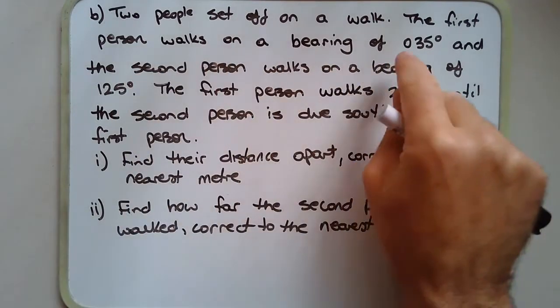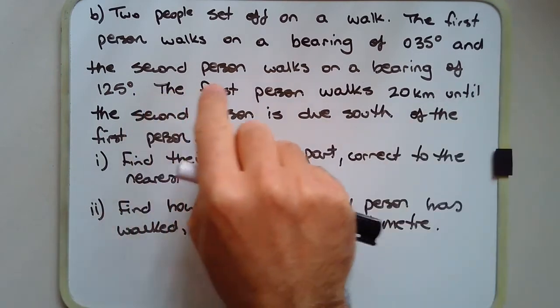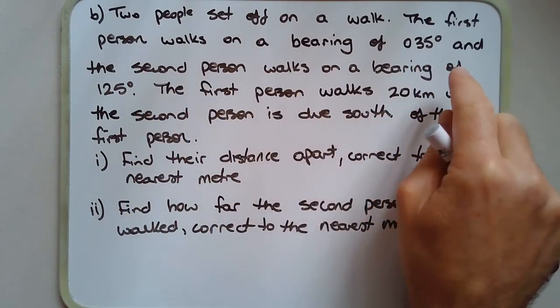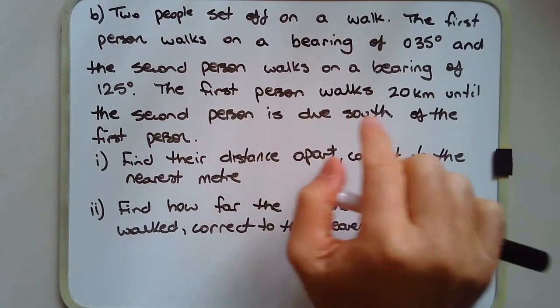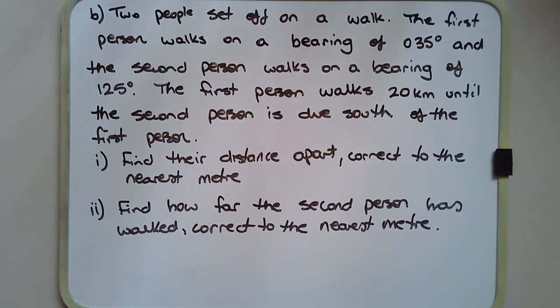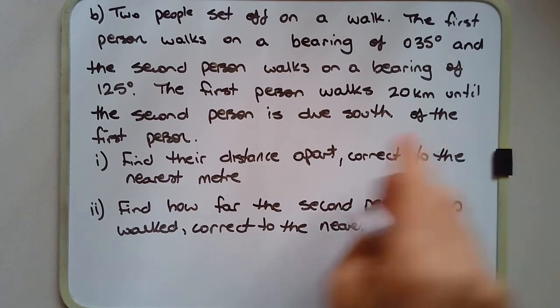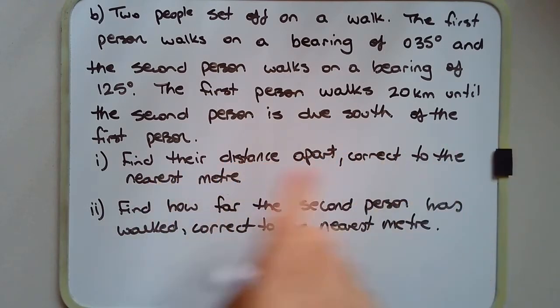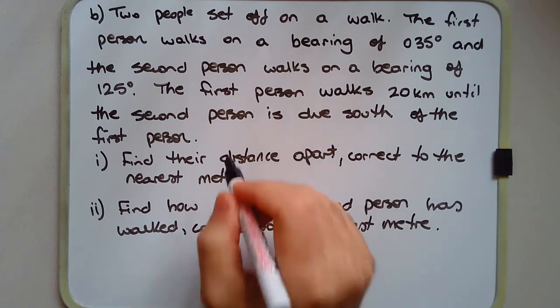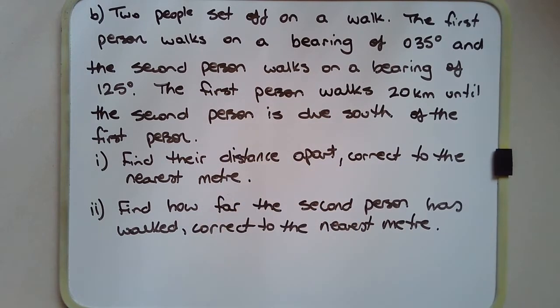Two people set off on a walk. The first person walks on a bearing of 035 degrees, and the second person walks on a bearing of 125 degrees. The first person walks 20 kilometers until the second person is due south of the first person. Find their distance apart, correct to the nearest meter. And then part 2, find how far the second person has walked, correct to the nearest meter.